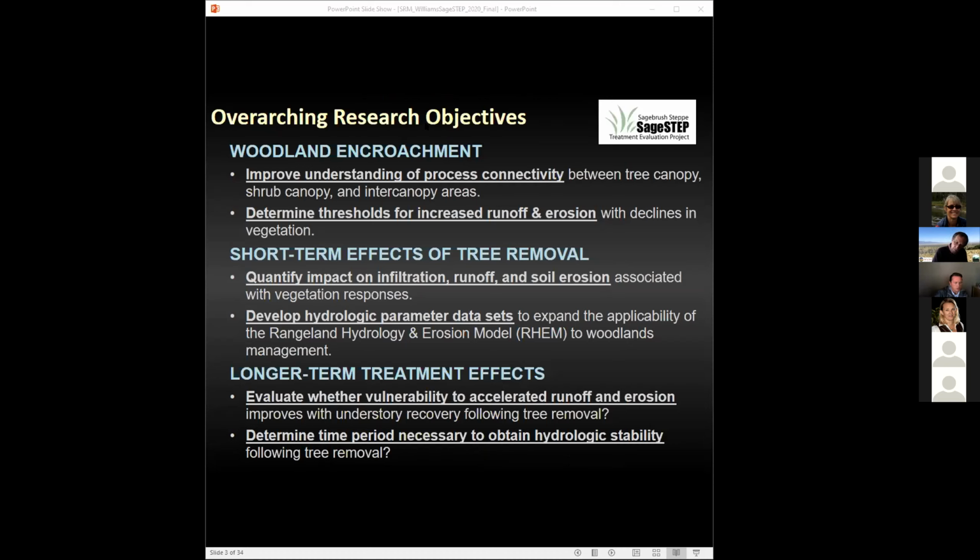And so that leads me here to the overarching research questions that we have. And they're shown here. We organize those around 3 main topics: woodland encroachment, short-term effects, and long-term effects. And for woodland encroachment, our main objectives are to improve our understanding of process connectivity and to determine if there are cover thresholds for predicting increased runoff and erosion. For our short-term objectives, those are to quantify the impacts of tree removal on hydrology and erosion processes in context with cover changes, and to develop data sets for advancing hydrologic and erosion modeling in these systems. And then our long-term objectives include evaluation of hydrologic vulnerability and erosion potential declines with increases in cover after tree removal, and then to determine the time period required to achieve hydrologic stability following the treatments that I'll talk about today.